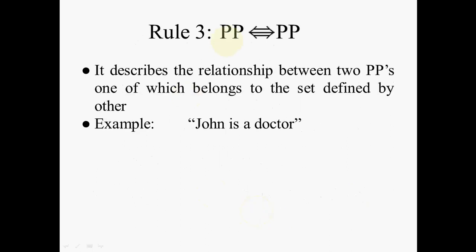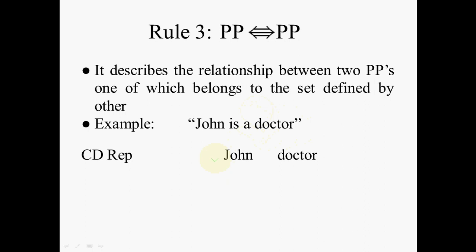Rule number 3. Now this is a special rule that describes the relationship between two PPs, okay, an object and another object, one of which belongs to the set defined by the other. Okay, so whenever there are two objects and one of which belongs to the set defined by the other, then use this rule. For example, John is a doctor. Now basically doctor is a set. Okay, there are two PPs here. One object or PP is John, second object or PP is doctor. But John belongs to the set called doctor, right?